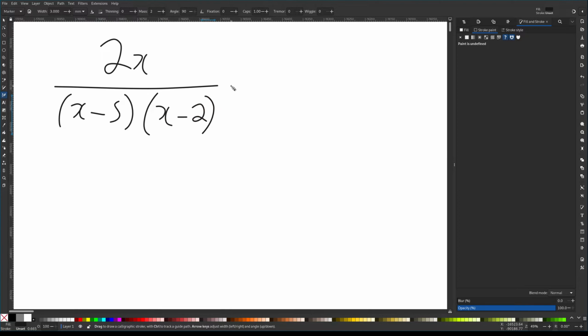Our vertical asymptotes are going to be the x values that we cannot plug in. So here in this case, the x values we cannot plug in, or the vertical asymptotes, are going to be 5 and 2, because they would lead to division by 0. Let's say we plug in 5 here, we're going to have 10 divided by 0. This is undefined, it's not allowed. That makes 5 an asymptote. Here, our asymptotes are going to be at x equals 5, x equals 2.